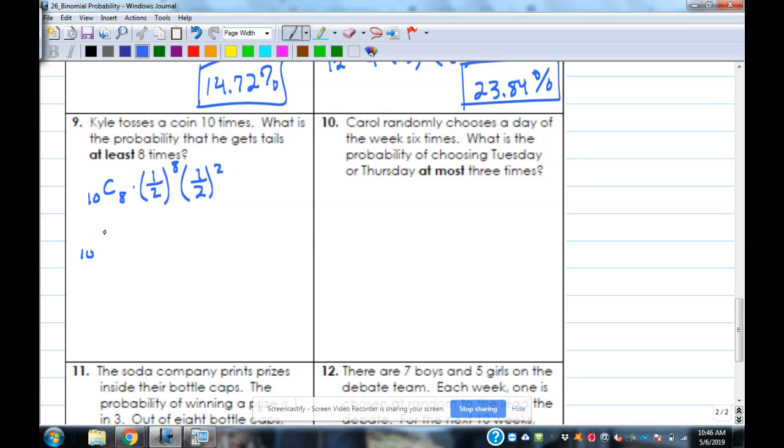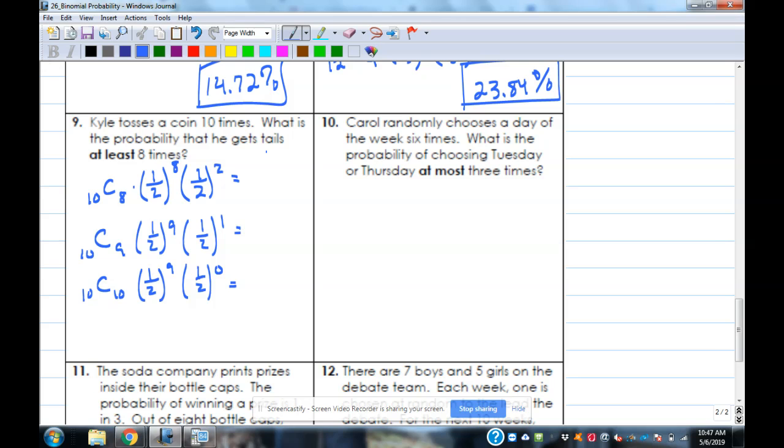But we also have to account for, well, if we toss it and get tails 9 times, that's also what we're looking for. So at least means 8, 9, or 10. So 1/2 to the 9th power, 1/2 to the 1st power. But also we could do 10 combination 10. So we need to find all 3 of these and then add them together.